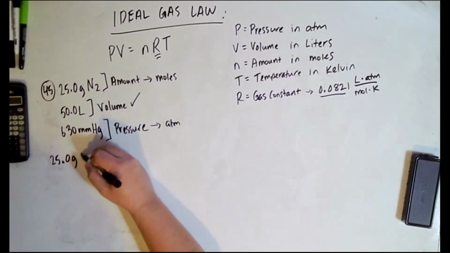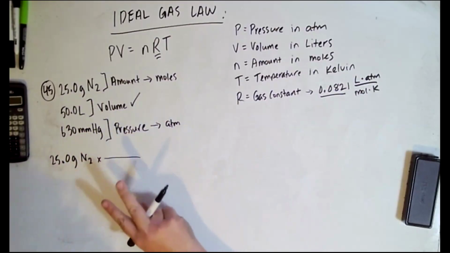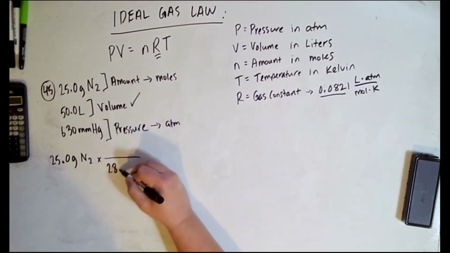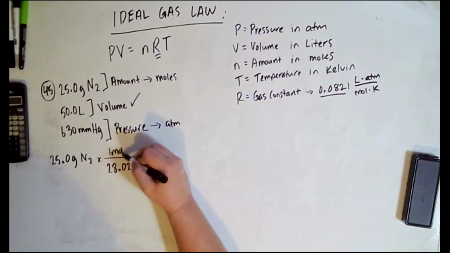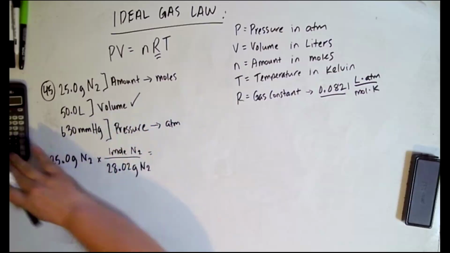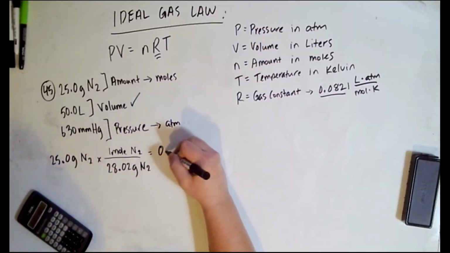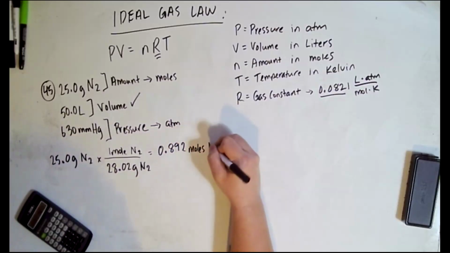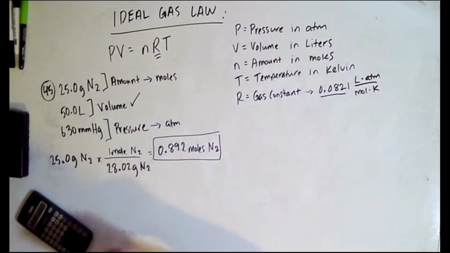All right, so for our first one, we have our 25 grams of nitrogen. If we want to change that into moles of nitrogen, we're going to have to use the molar mass. The molar mass of nitrogen is going to be 2 times the nitrogen mass, which is 14.01. So that's going to be 28.02 grams of nitrogen in every 1 mole of nitrogen. All right, so there's our amount value that we can actually use in the ideal gas law.